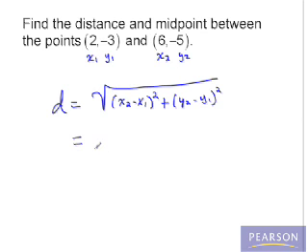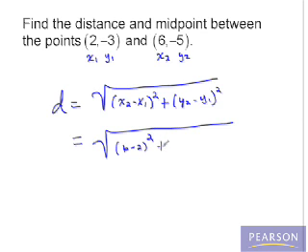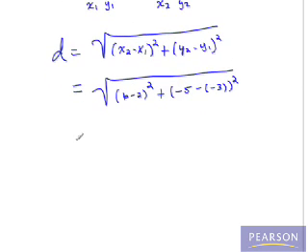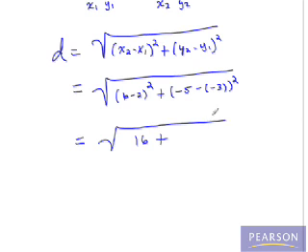values into the distance formula, giving us the square root of (x2 minus x1), 6 minus 2, that quantity squared, plus (y2, -5, minus y1, -3), the quantity squared. That gives us the square root. 6 minus 2 is 4, 4 squared is 16. -5 minus -3 is -2, and when we square -2 we get +4.